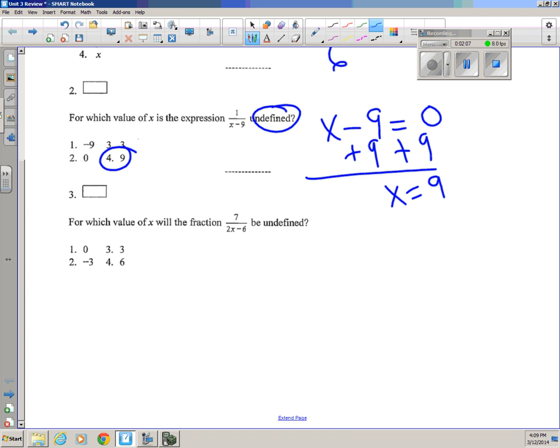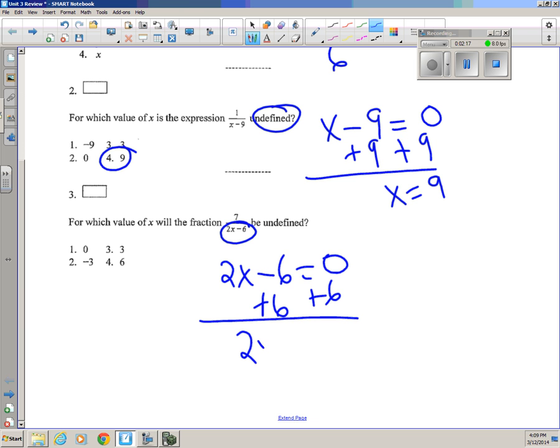Another one about being undefined. Which value of x is going to make this fraction undefined? Well, remember, I can never divide by 0. So if I add 6 to both sides for this denominator, when I set it equal to 0, 2x is 6. Divide off the 2, x is 3. So 3, choice 3, is going to make my fraction undefined.